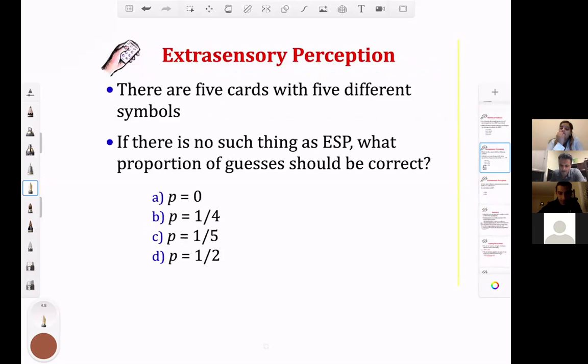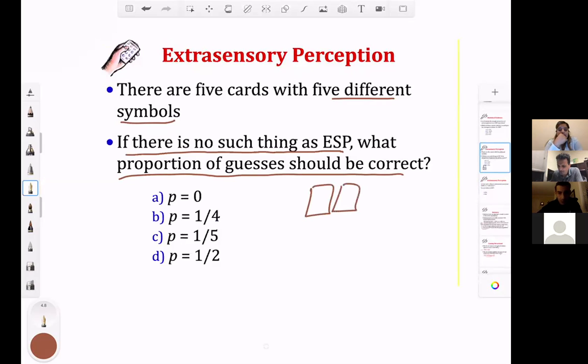There are 5 cards with 5 different symbols. If there is no such thing as ESP, correct? Like Steve said, what proportion of guesses should be correct? If there is no ESP, if there is no mind reading, which one is correct? What's the probability, P equals 0? No. I mean, we have 5 cards, correct?